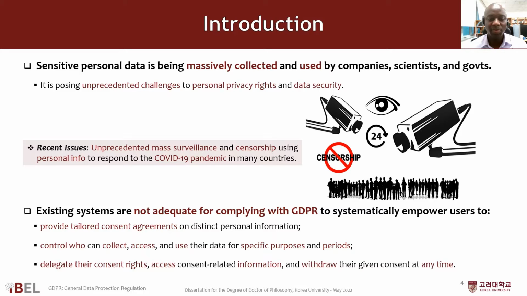surveillance and censorship purposes. This is because our existing consent management systems are not adequate for complying with data protection and privacy regulations such as GDPR to systematically empower users to provide customized consent management of their personal information and be able to control who can collect, access, and use their data for specific purposes and specific periods. Users also should be able to delegate their consent rights and access to the consent-related information, as well as withdraw the given consent at any time.